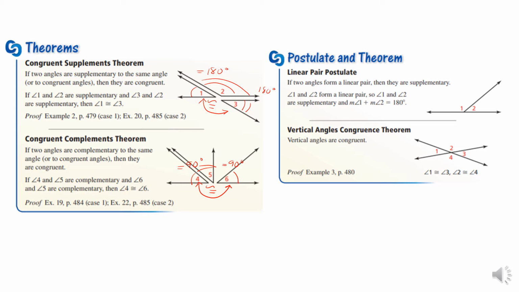The linear pair postulate is based on the fact that they are a linear pair. If two angles form a linear pair, then they are supplementary. Okay, so angle 1 and angle 2 form a linear pair, so therefore they are supplementary, and they equal 180. Remember, if you're going to use a linear pair in a proof, you have to first introduce them. So you would say angle 1 and angle 2 are a linear pair. And you would say the reason would be the definition of a linear pair.